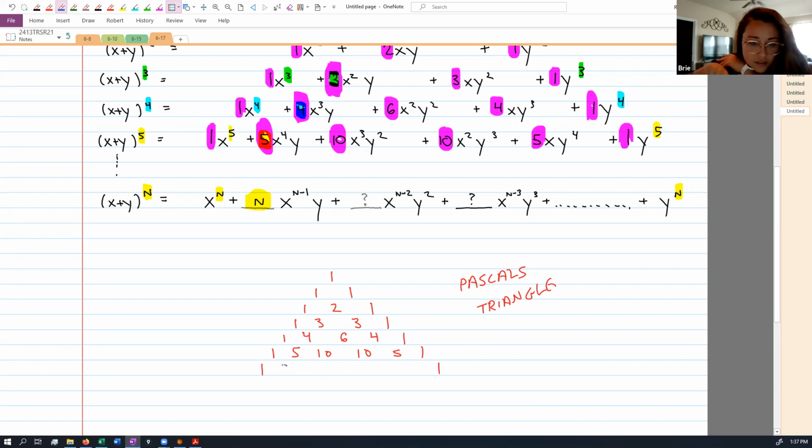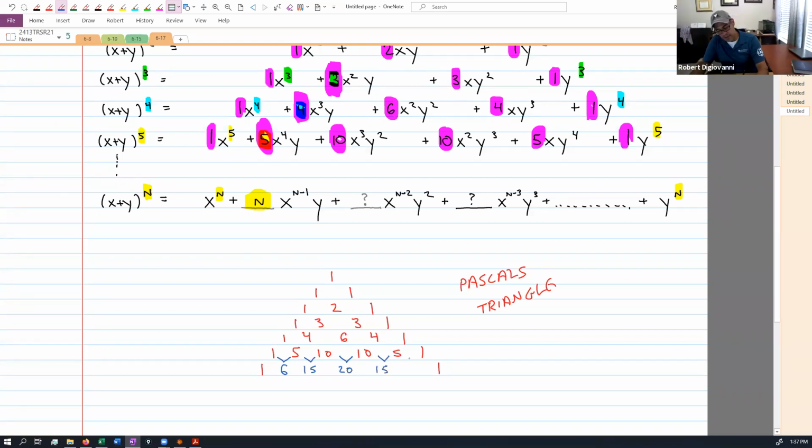It would be 6, and that's the 5 and the 1 added together. The next number would be these two added together, which is 15. And then these two added together, which is 20. Then 15, then 6, and then 1. And if you look at any of these numbers, that's where they came from. 1 and 4, 4 and 6, 6 and 4, 4 and 1. 3 and 1 gave you the 4, 3 and 3 gave me 6, 3 and 1 gave me 4, 1 and 2 gave me 3, 2 and 1 gave me 3, 1 and 1 gave me 2.